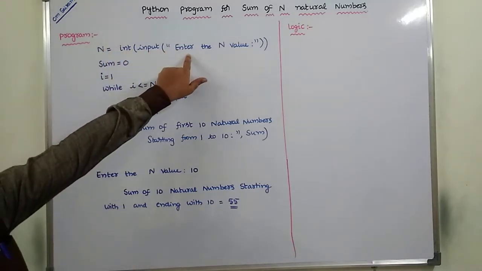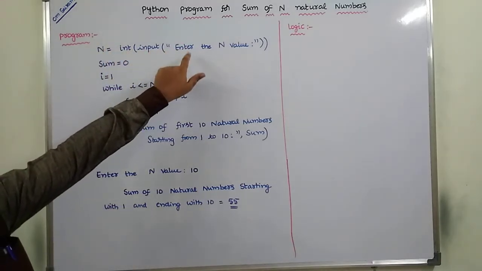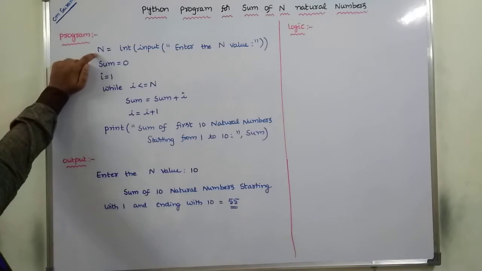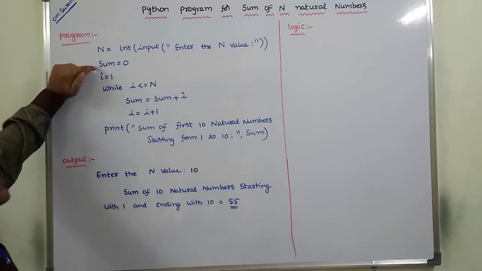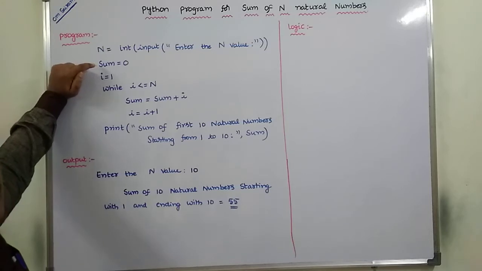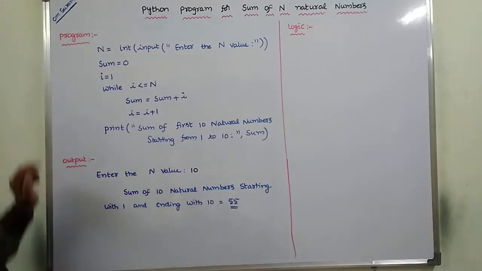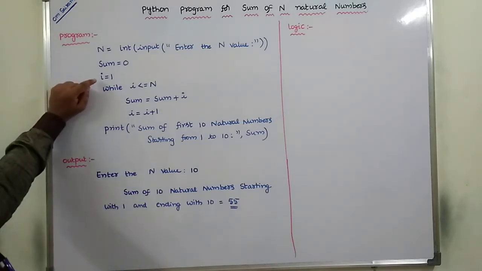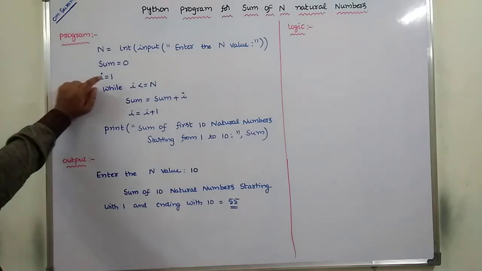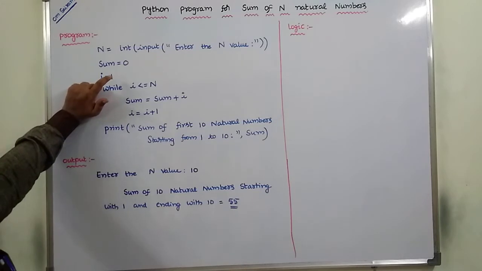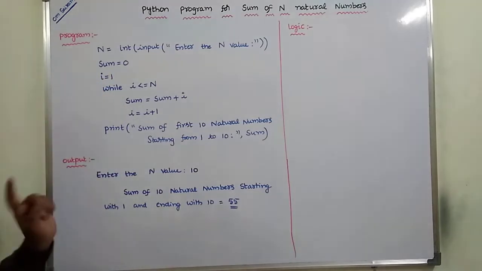First I am entering the n value. That n value can be assigned to capital N. Initially there is no sum value. So because of that reason, sum value can be initialized as 0. Next, I is equal to 1. I is a loop variable. I is equal to 1 means natural numbers start with the 1.